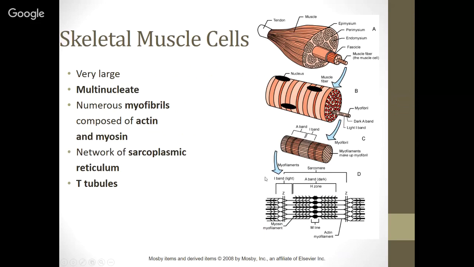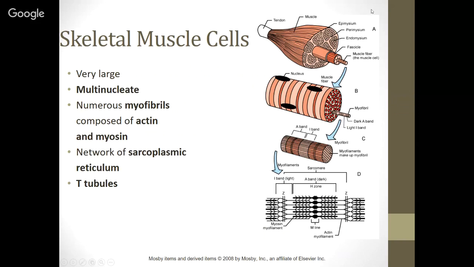Skeletal muscle cells are very large. In fact, they're very long. They're multinucleate because they are so long. They need lots of nuclei within them to create energy for the cell. There are numerous myofibrils within this cell that are composed of actin and myosin. They're tiny little fibers in the cell. It forms a network within that cell called a sarcoplasmic reticulum, and these have T-tubules that allow communication of minerals and different chemicals to go in between the sarcoplasmic reticulum.